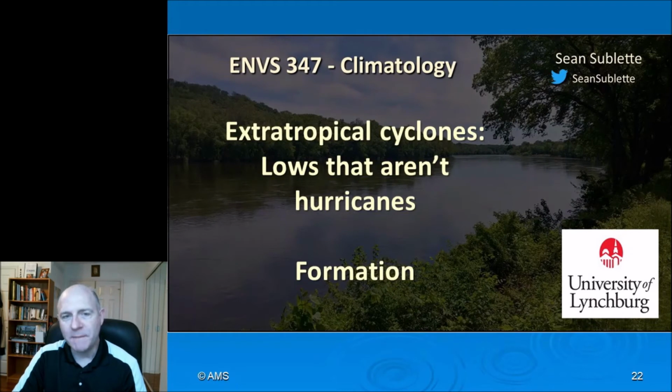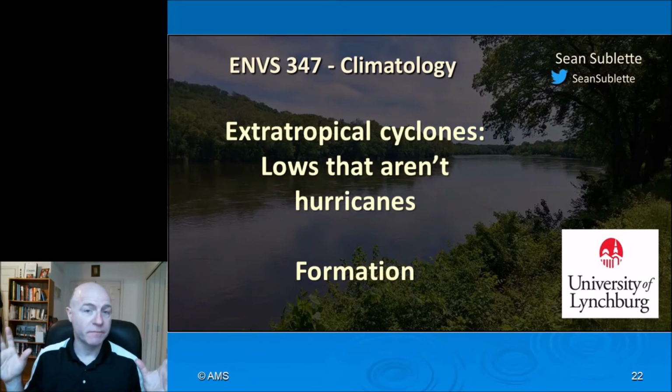So what do we mean by an extratropical cyclone? It's basically an area of low pressure that isn't a hurricane. You know, we think about these large areas of low pressure. Any area of low pressure is a cyclone. Any area of spinning low pressure is a cyclone.